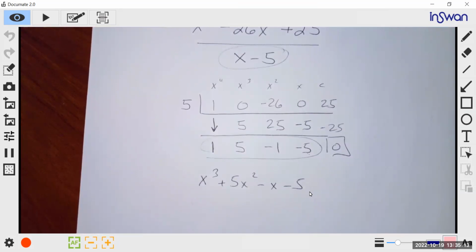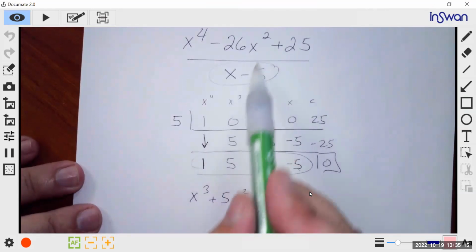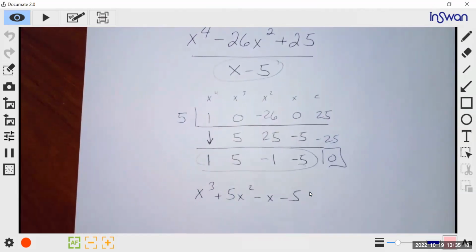Make sense? I threw that in there because I want to make sure that you put zeros in what's missing.